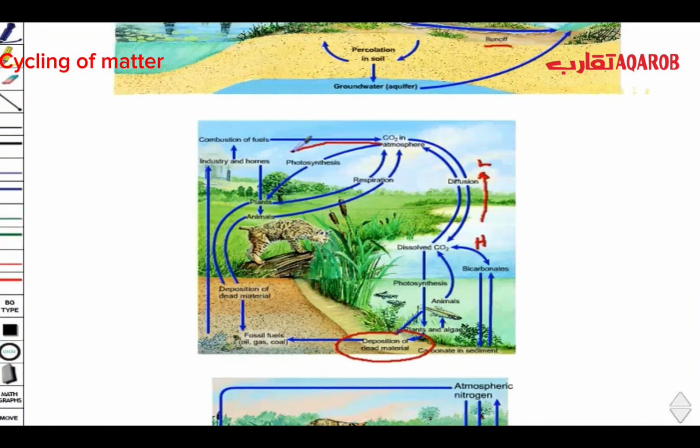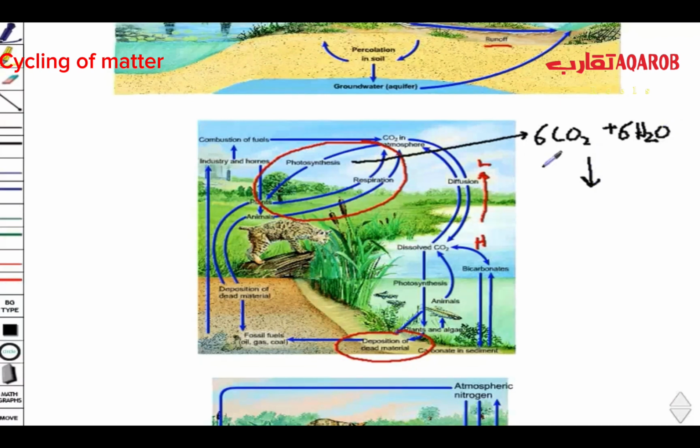Our interaction here becomes one of the most important between photosynthesis and cellular respiration. We have 6 molecules of carbon dioxide plus 6 molecules of water. And then, with the help of chloroplasts that have a green pigment, chlorophyll, we get C6H12O6, which is sugar, and 6 molecules of oxygen.